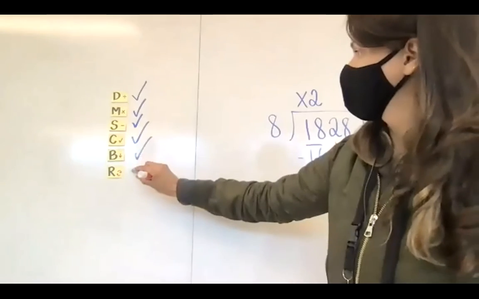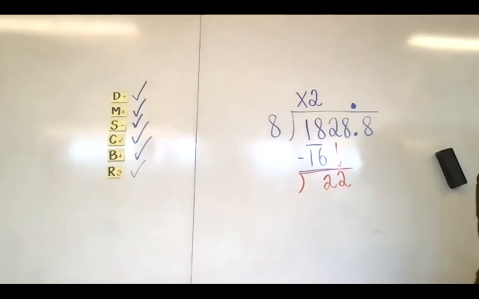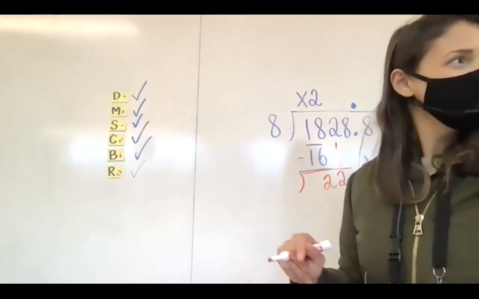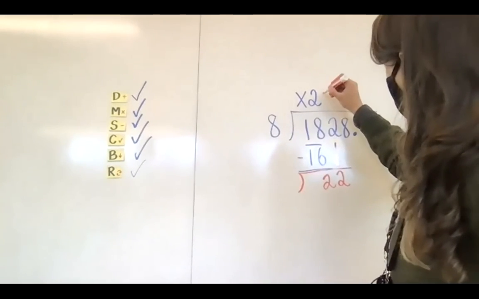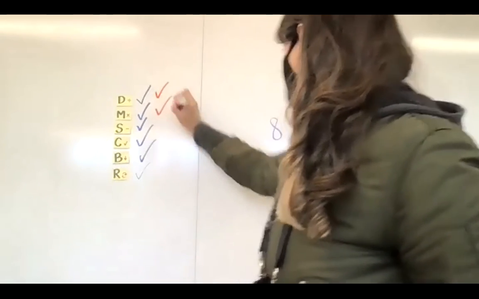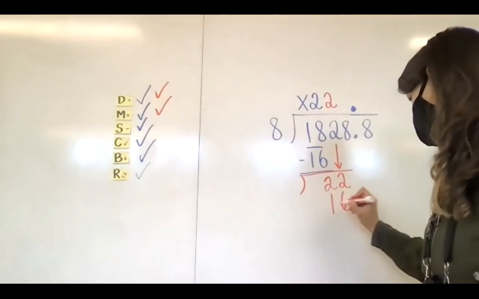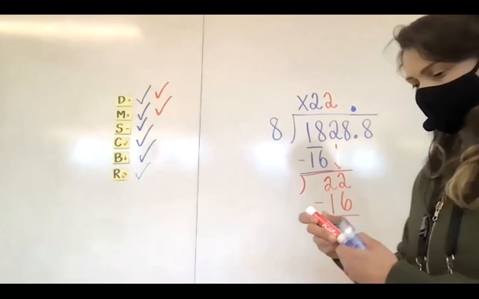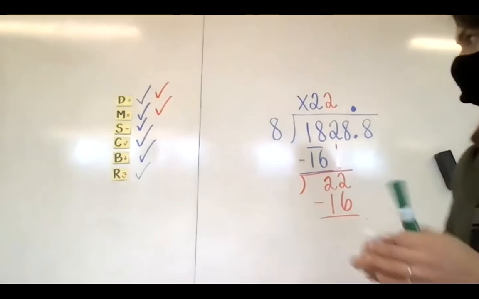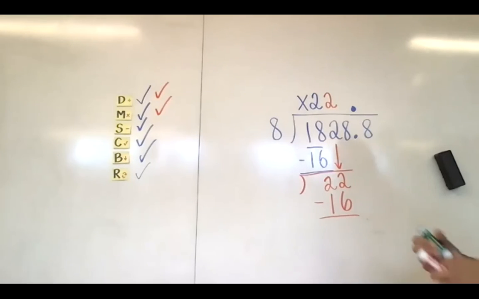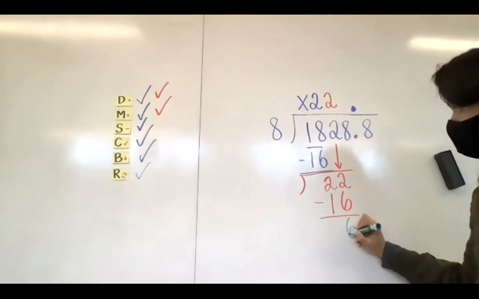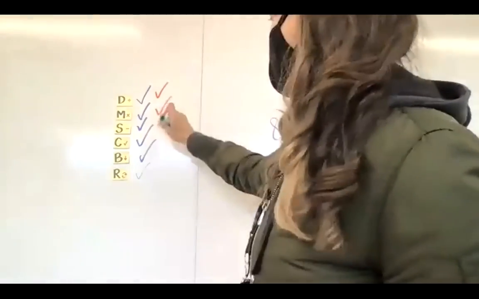22. So how many times does 8 go into 22? 2 times. 2 times 8 is 16. It's so close. If it had 2 more, it would go in easily. That's what I don't like about it. Subtract. 22 minus 16 is 6. We subtracted. Check, 6 is less than 8.